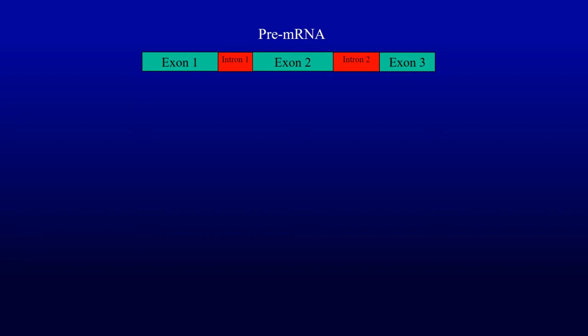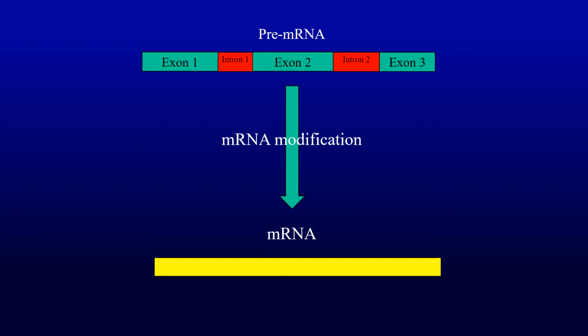But that pre-messenger RNA undergoes messenger RNA modification, and we get a length of functional messenger RNA, which is then ready to leave the nucleus and be translated on a ribosome. So we're going to look at this process of messenger RNA modification, how we go from this to fully functional messenger RNA.